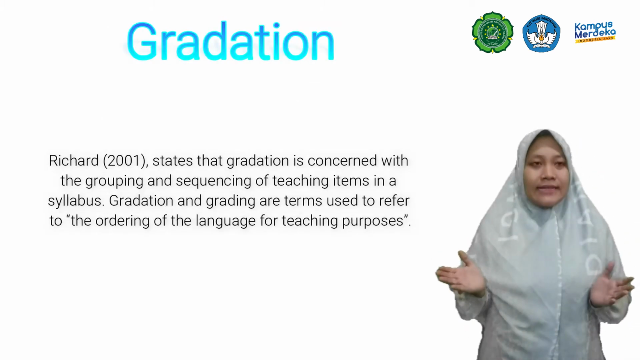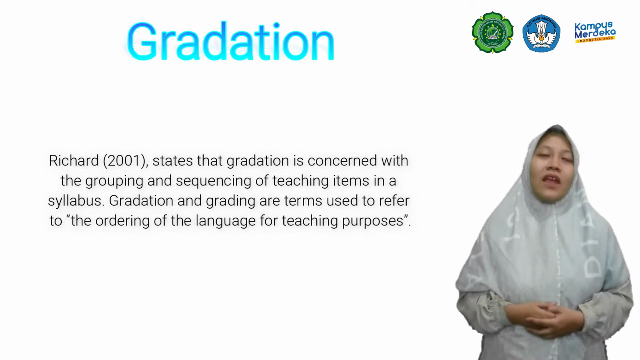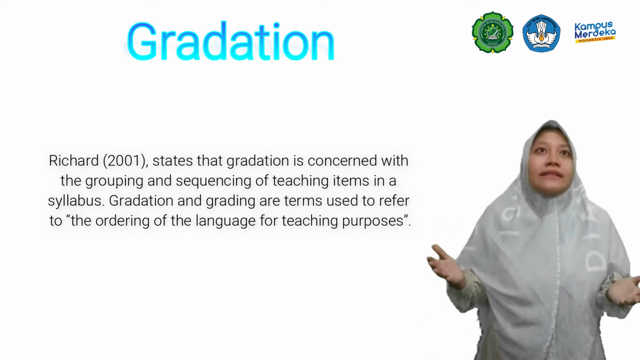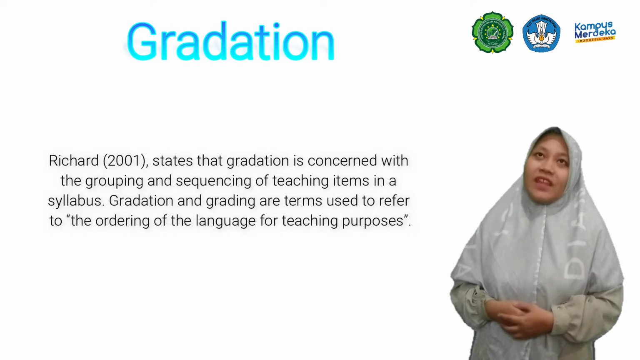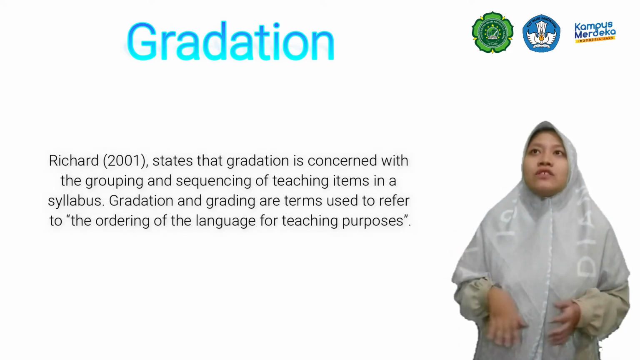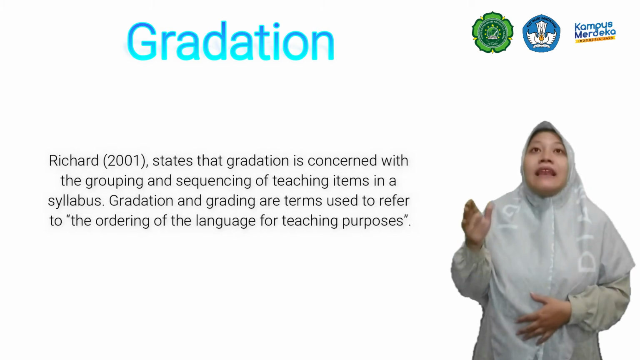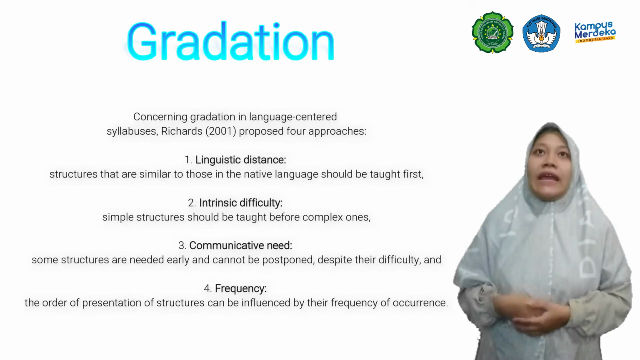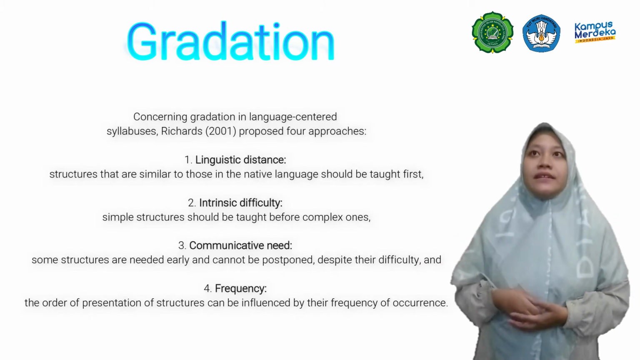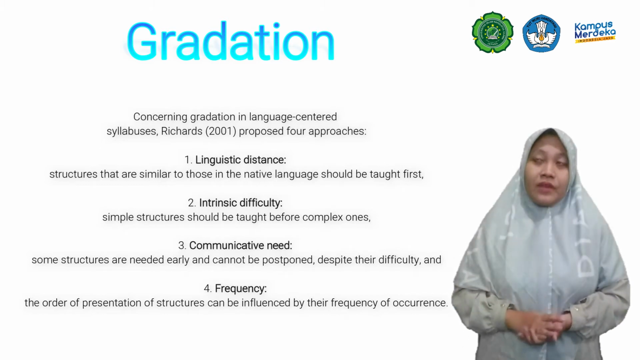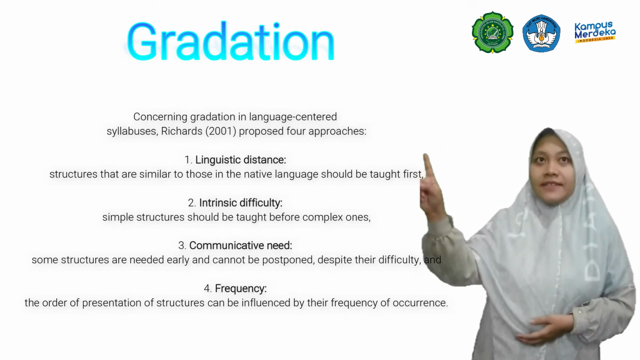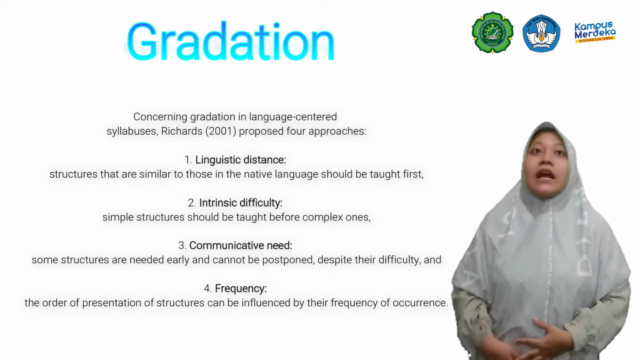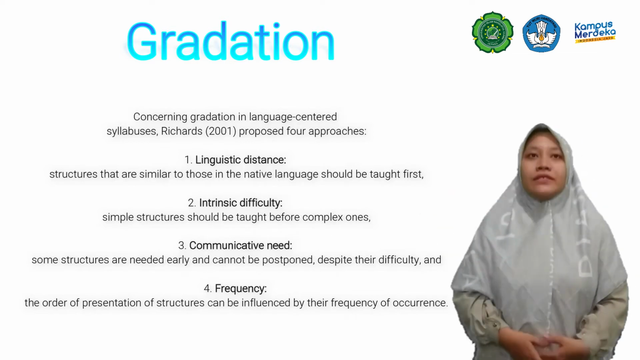Next, we discuss gradation. So, Richards states that gradation is concerned with the grouping and sequencing of teaching items in a syllabus. Gradation and grading are terms used to refer to the ordering of the language for teaching purposes. Concerning gradation in language-centered syllabus, Richards proposed four approaches. The first, linguistic distance. The second, intrinsic difficulty. The third, communicative need. And the fourth, frequency.